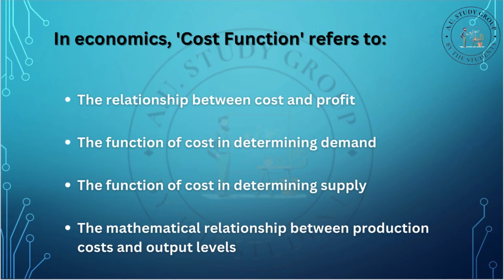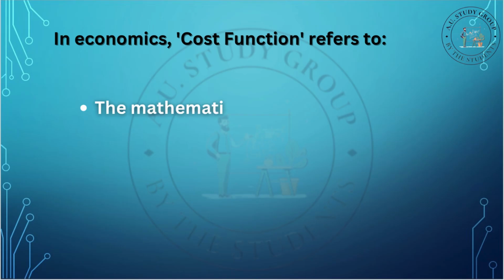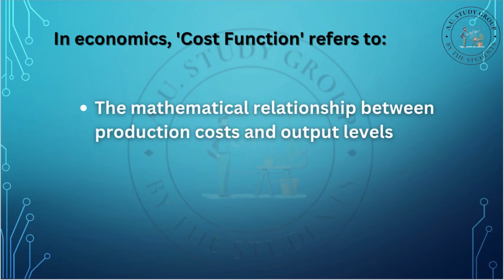Next one. In economics, cost function refers to the relationship between cost and profit, the function of cost in determining demand, the function of cost in determining supply, the mathematical relationship between production cost and output levels. What does cost function refer to? The mathematical relationship between production cost and output levels.